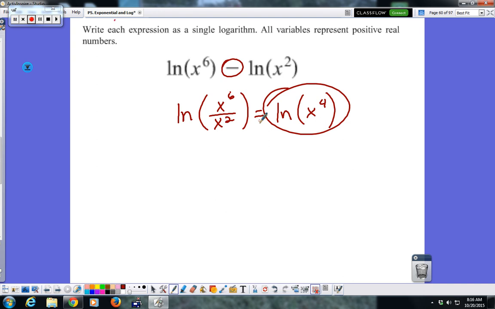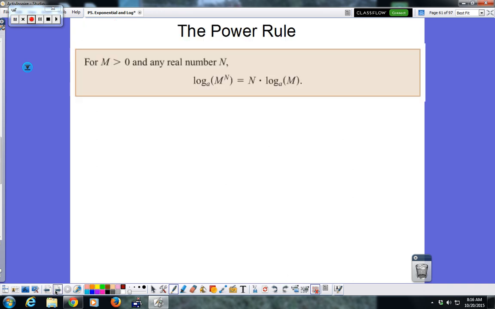Which again, there's another rule that we could take this a step further if you know this rule that I'm about to show you. So let's go ahead and go into that rule. It's called the power rule. So you have the quotient and the product rule. If two things have been multiplied, you can split it into addition. If two things have been divided, you can split it into subtraction, or you can do it backwards. If you have a log plus a log, that's the log of the product. Log minus a log, that's a log of a quotient.